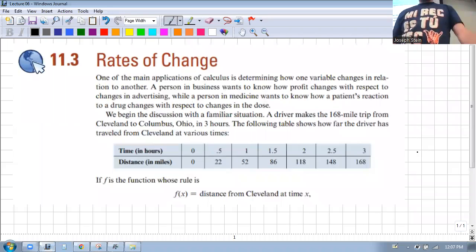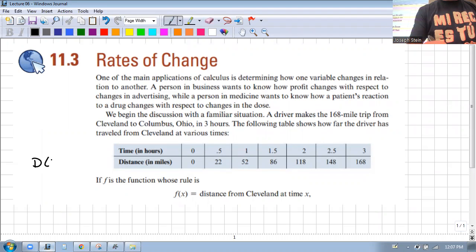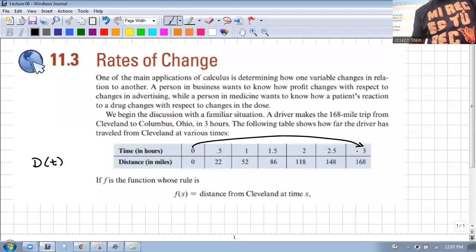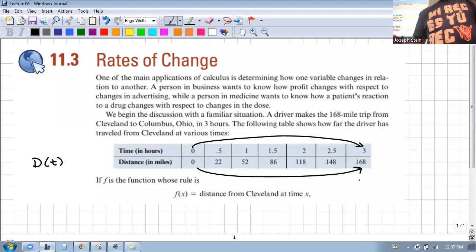So we're talking about rates of change. Here's a chart. It has the distance traveled in miles and the time in hours. So I'm going to call this function d of t. They use s a lot of times to measure distance. You understand why in higher level math, but I'm going to use d. So t is time in hours. So you can see that, after 3 hours, we traveled 168 miles.